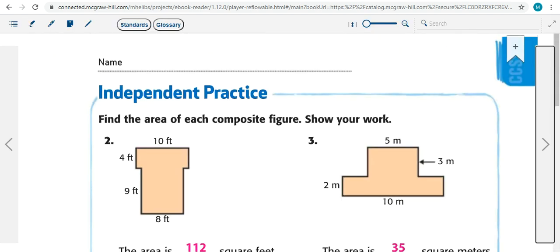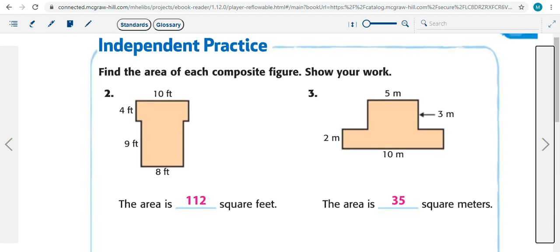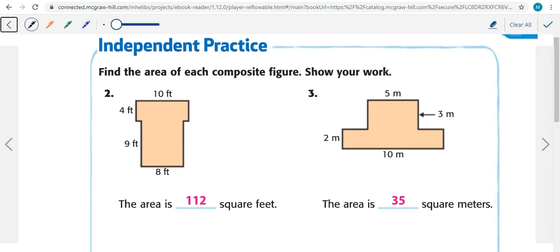Find the area of each composite figure. Show your work. Now, let's do this. So, first you need to decompose the composite figure, and we're going to do it like this. There is rectangle 1 and rectangle 2. Okay? Now, we're going to find rectangle 2 first.